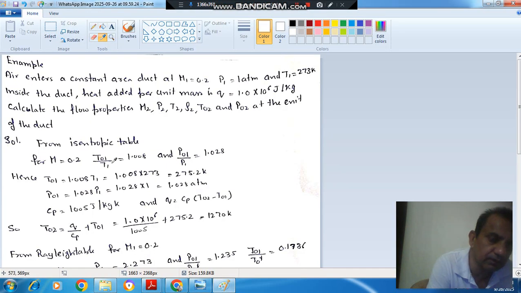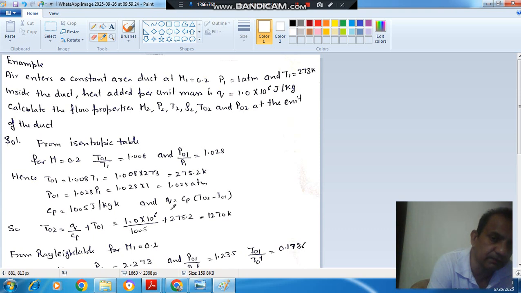So T01 by T1 is 1.008, P01 by P1 is 1.028, and T1 is known, that is 273. So T01 will be 1.008 into 273, that is 275.2 Kelvin. Similarly, P01 is 1.028 into 1, that is 1.028 atmosphere. And the value of Cp for air is 1005 joule per kilogram per Kelvin.